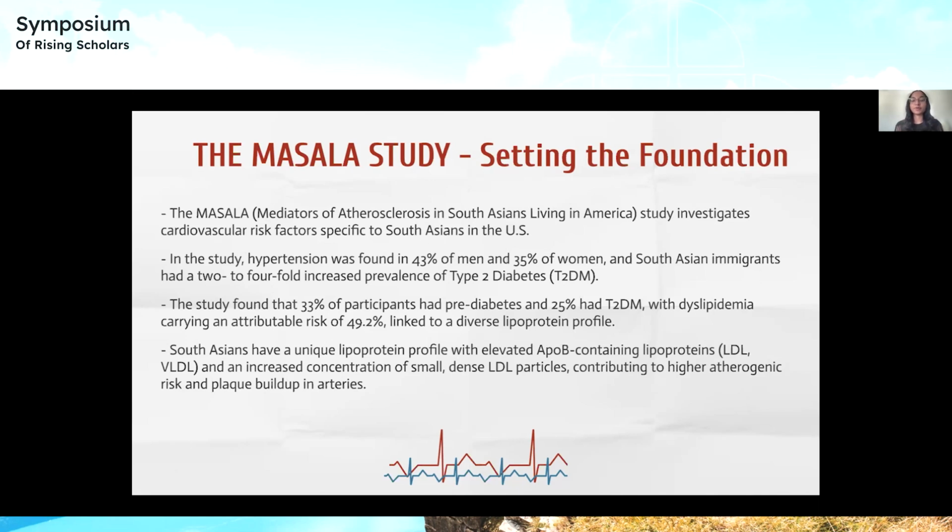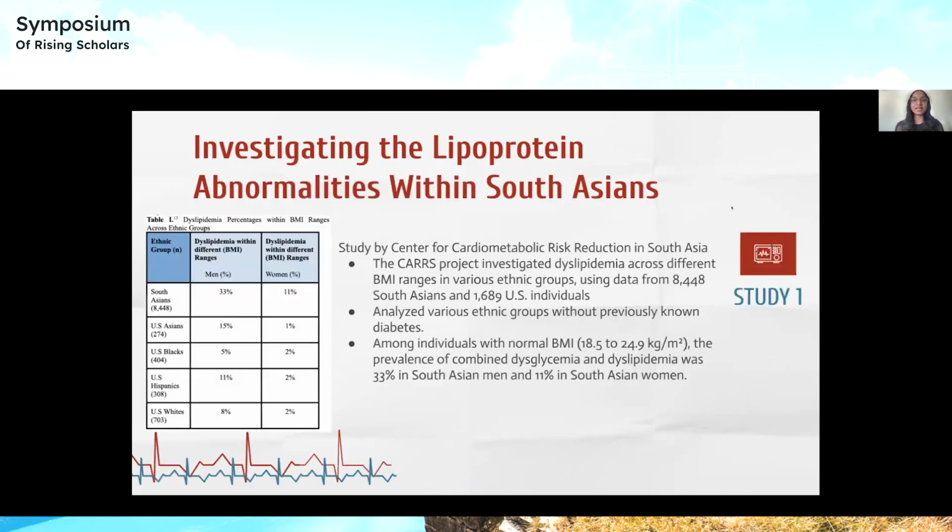So this lipoprotein profile with elevated ApoB-containing lipoproteins is what contributes to that increased concentration of atherosclerosis and buildup of plaque. The next study that I did was investigating the lipoprotein abnormalities specifically within South Asians. For this, I investigated the CARRS study, or the Center for Cardiometabolic Risk Reduction in South Asia. And I inserted a table here just to give you a better visual representation, which was also present in my paper. As you can see, the dyslipidemia, or the abnormal lipid levels within South Asians, are extremely high.